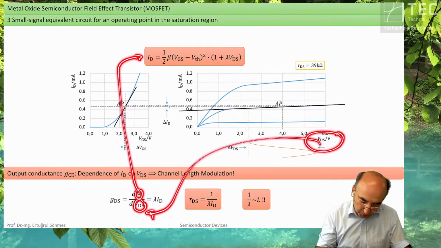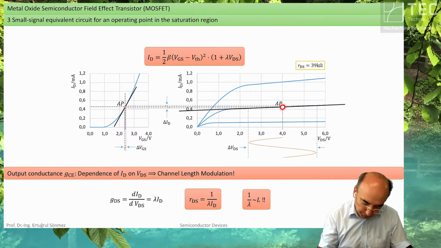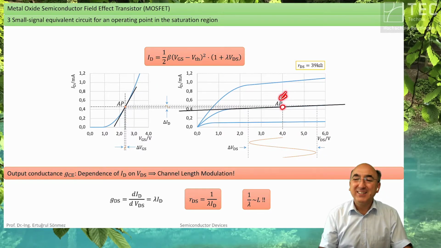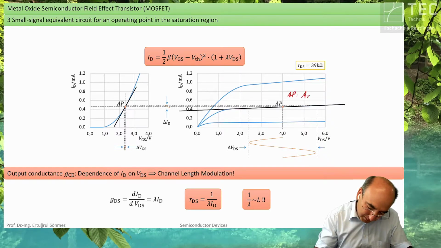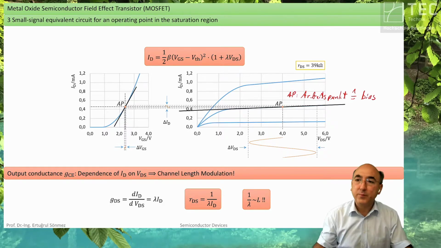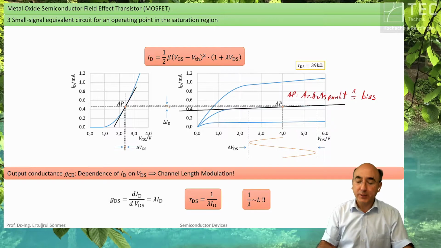Yeah, okay. So all our operation or our bias point, sorry about AP. AP is Arbeitspunkt. It's German. It's the bias point in English. I have forgotten to switch this abbreviation. So I just write it here down. AP. Punkt is bias. So the point where your circuit does work.